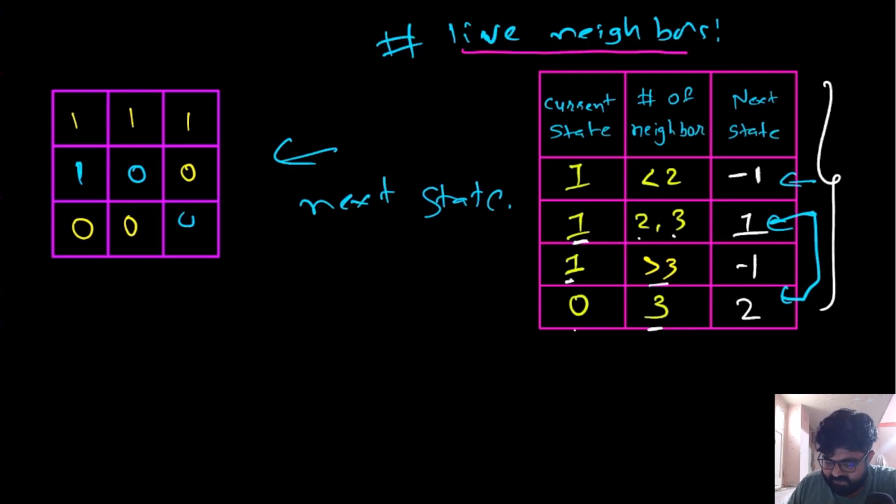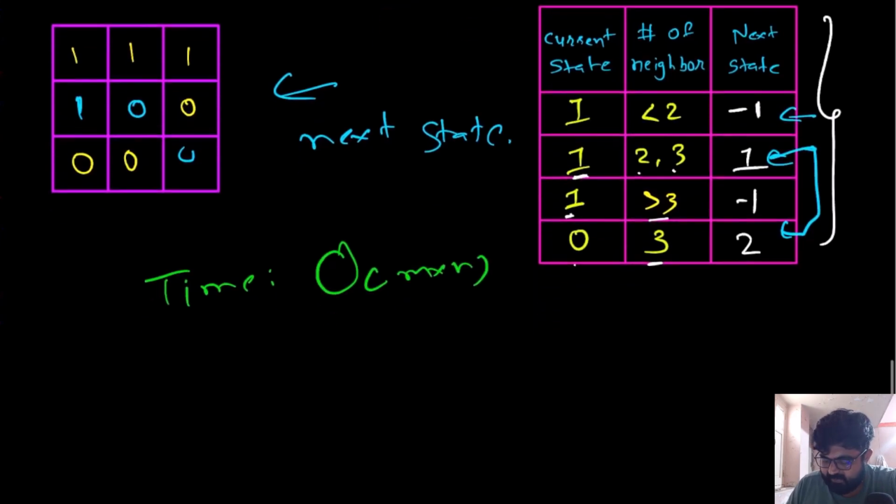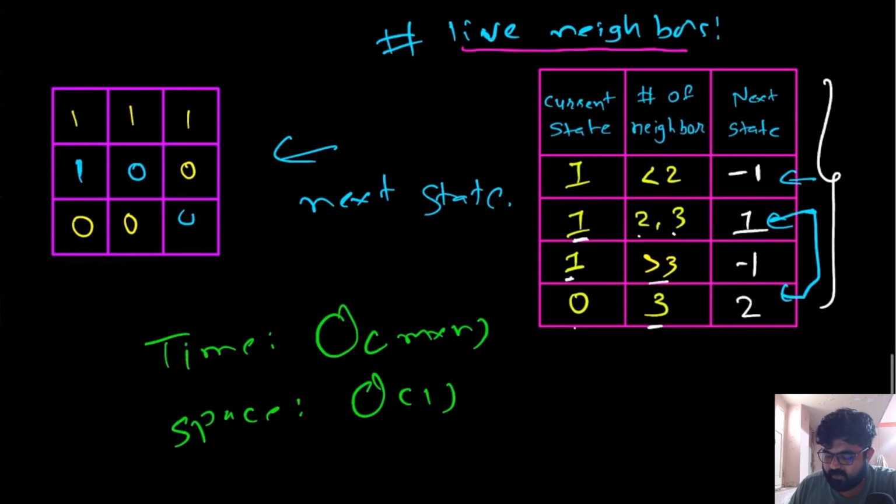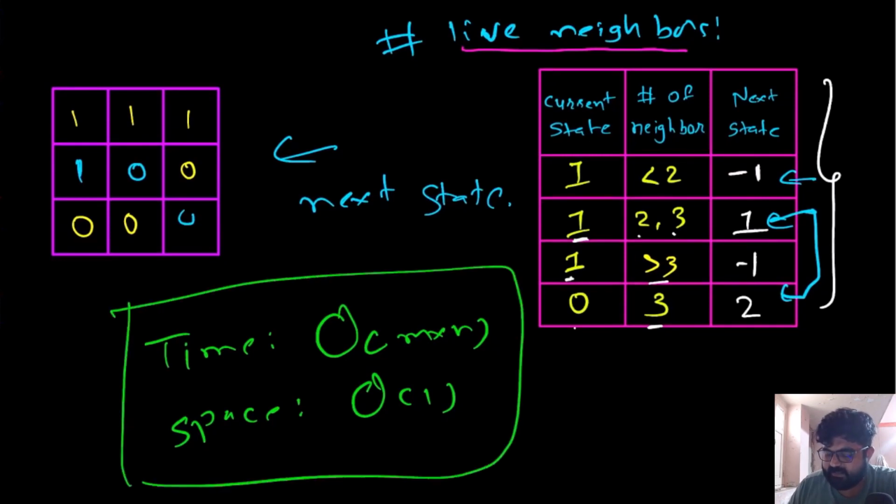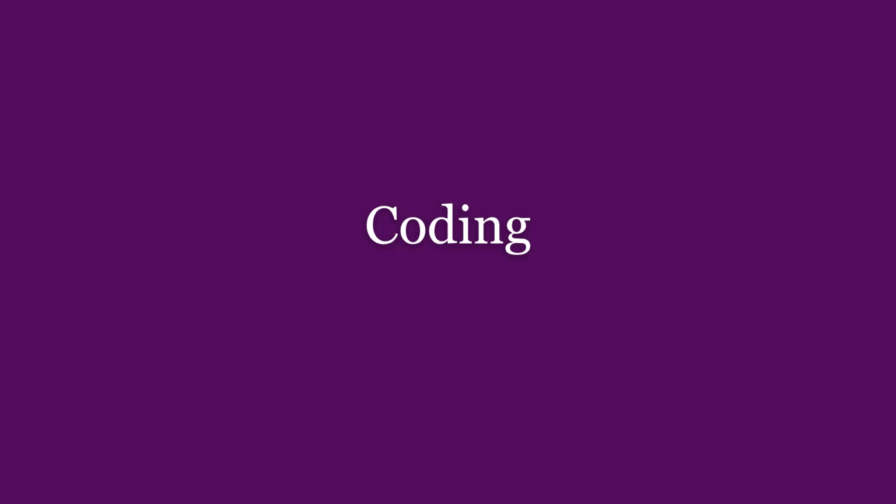And now if we see time and space complexity, in this case the time complexity is actually going to be big O of m cross n, because that is the grid size we will have to traverse. And if we see space complexity, the space complexity is going to be big O of 1, because apart from using like few variables, we are not using any additional space, and this is a very beautiful solution.